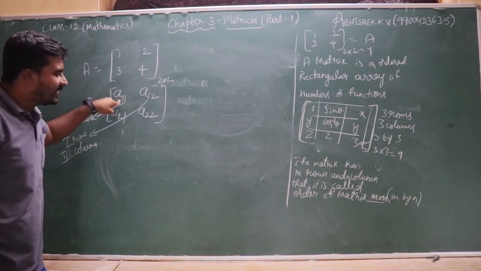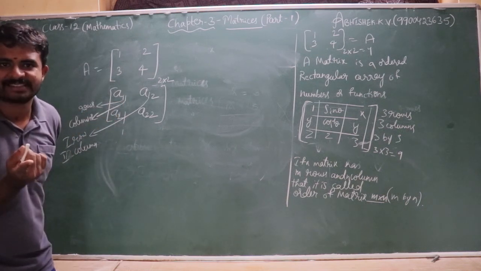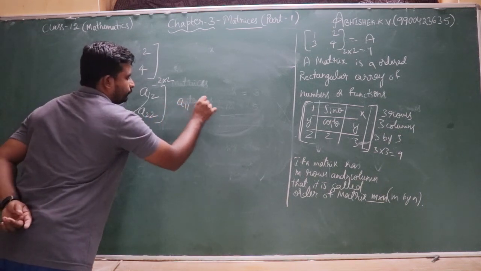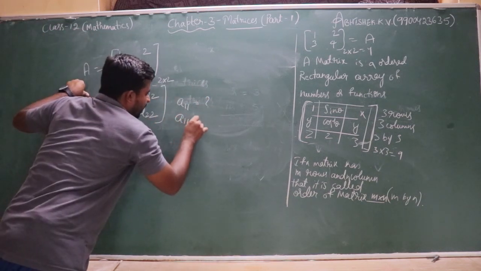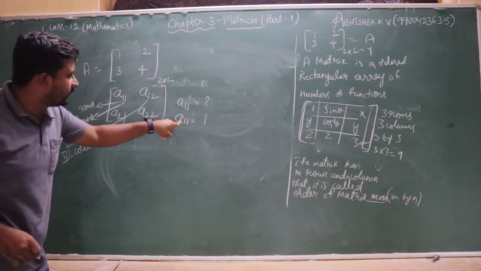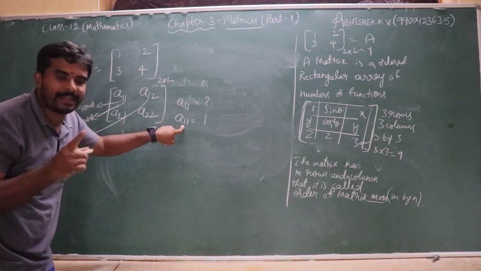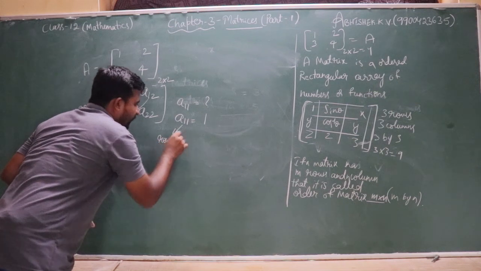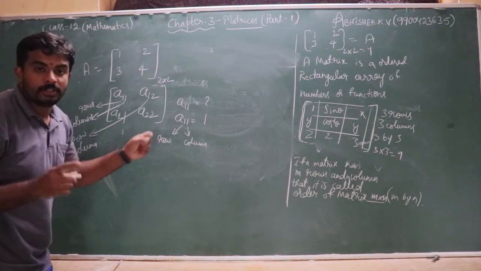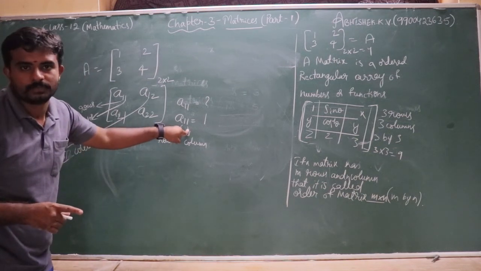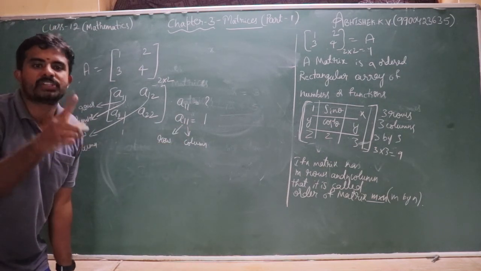This is the first row, first column element. If the examiner asks what is A11 in matrix A, then your answer should be A11 is equal to 1, that is the element of first row, first column. I told you, please remember this. The first suffix represents the row and the second suffix represents the column. It is not possible to say first column, first row. You should read it as the element of first row, first column.